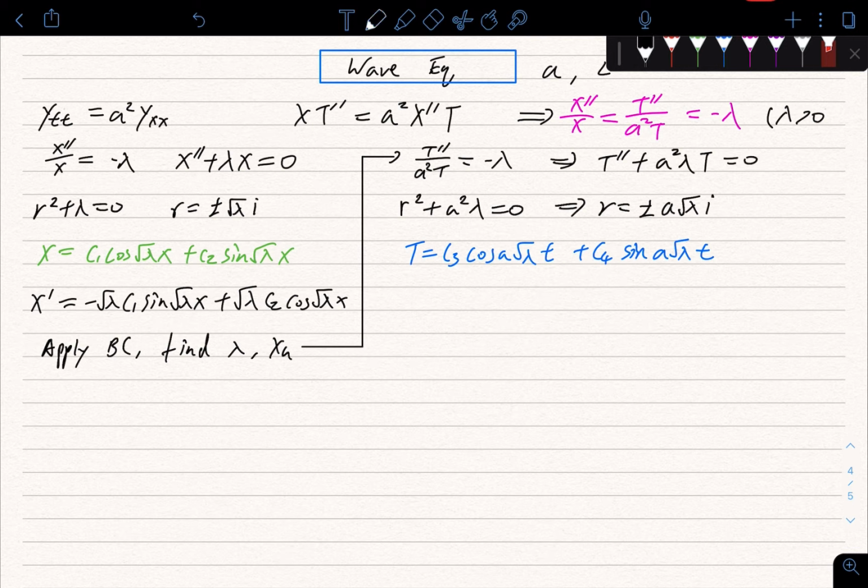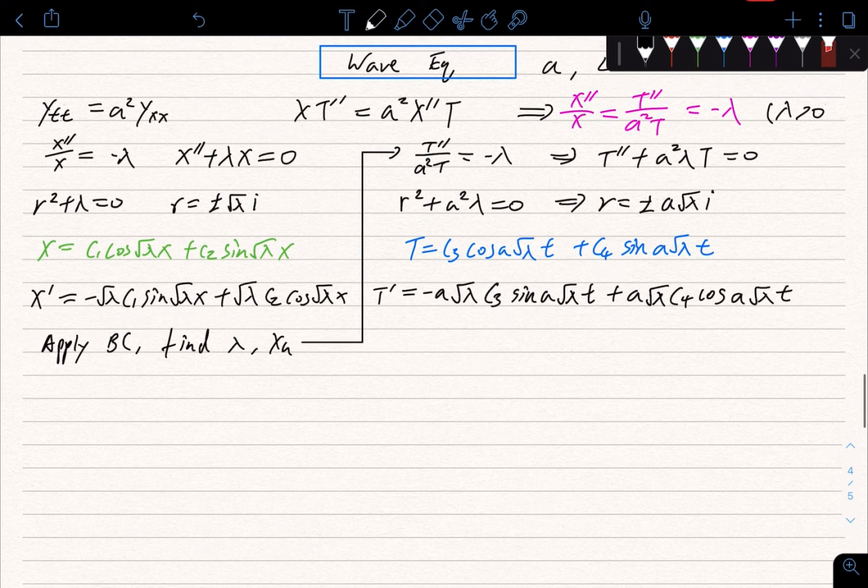So let's just differentiate that for fun. T prime equals negative a square root of lambda c3 sine of a square root of lambda t plus a square root of lambda c4 cosine of a square root of lambda t. It's just calculus, right? I always tell myself, it's not really hard, it's just writing. Okay, enough of jokes. Let's formulate.